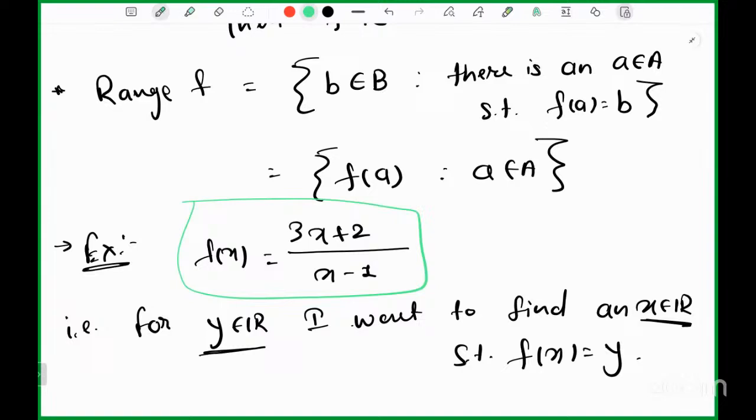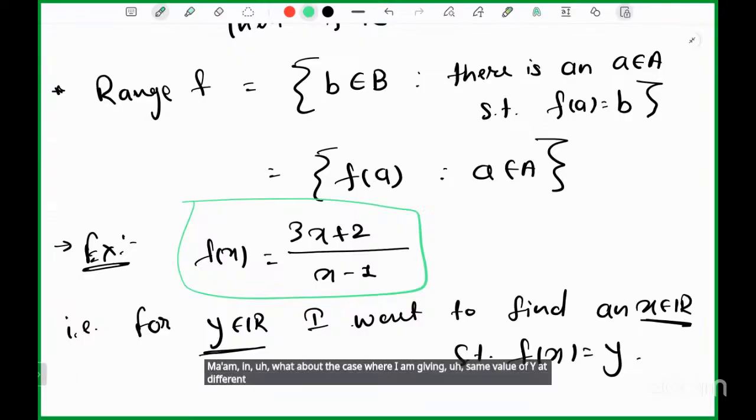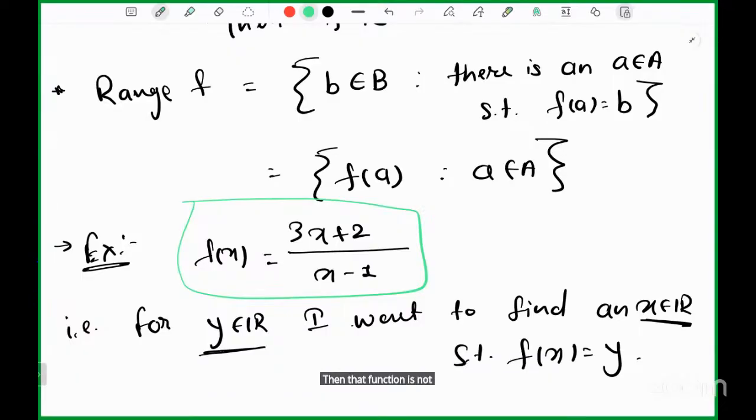Ma'am, what about the case where I am getting the same value of y at different values of x? Then that function is not 1-1. It can be onto, but not 1-1. Okay, thank you, ma'am.